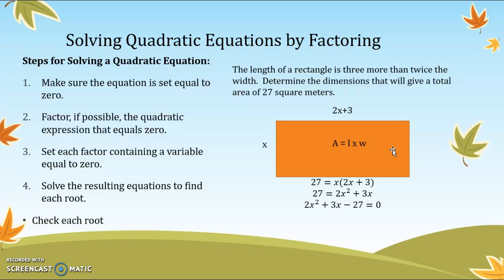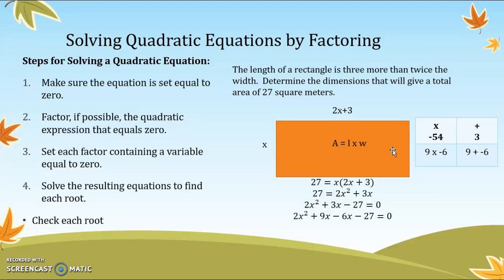Because I have a number in front of x squared and 2 and 27 are not perfect squares, I'll need to multiply 2 times negative 27 so that we find some things that multiply to negative 54 but yet add to 3. And 9 and negative 6 work. Because there's a number in front of x squared, we need to split our middle term. So I'll rewrite this as 2x squared plus 9x minus 6x minus 27 equals 0.